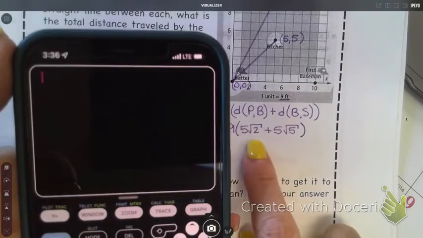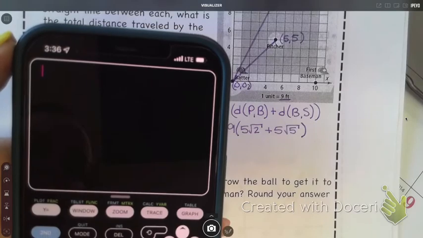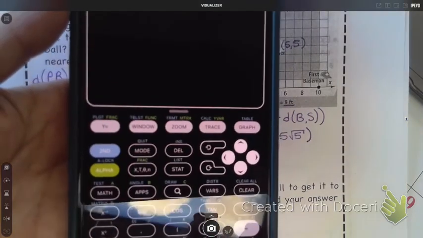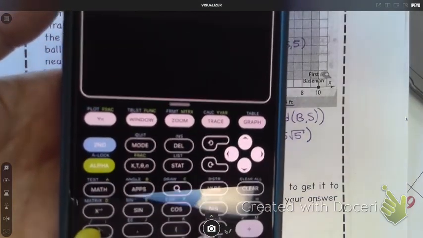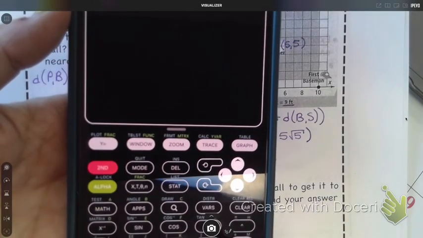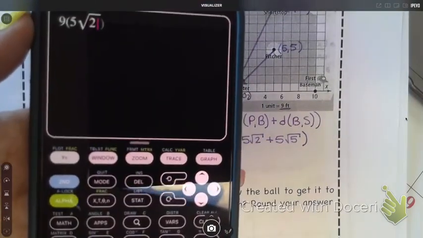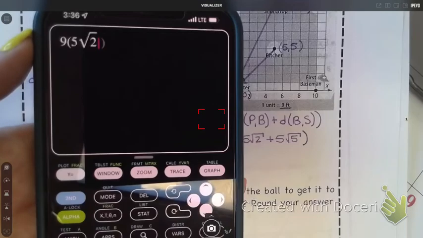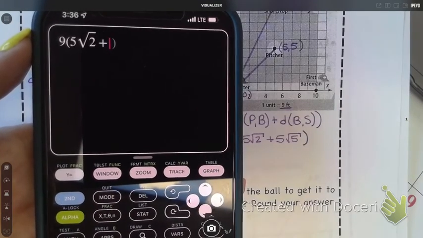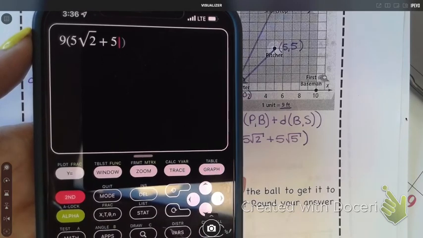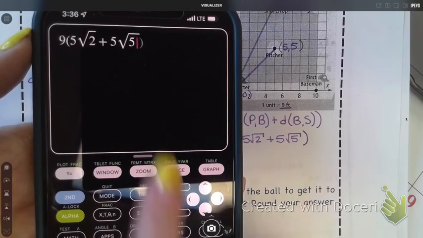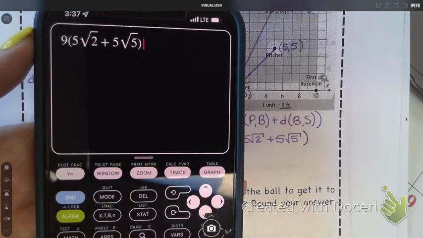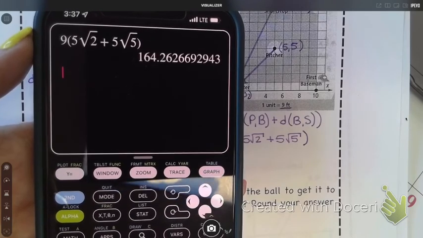We can put it in exactly like this. So I can put 9 parenthesis 5, and right here there's x squared. See the square root right above it? It's blue. So I hit second square root 2, and I'm still in the square root, so I move it over. There you go. Plus 5, and I want the squared again, and 5. And it's reminding me to get the parentheses, so I get out of the square root and put the other parenthesis, and I hit enter.